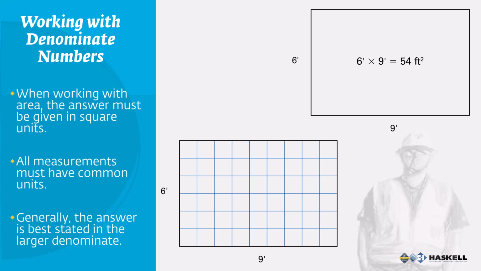Let's consider a practical example of calculating the area of a small slab, which forms a rectangle with one side measuring 9 feet and the other side measuring 6 feet. Since both measurements are expressed in the same unit, we can directly multiply the two measurements to obtain the area. The resulting answer should be stated in square feet, as no conversion to a different unit is required.